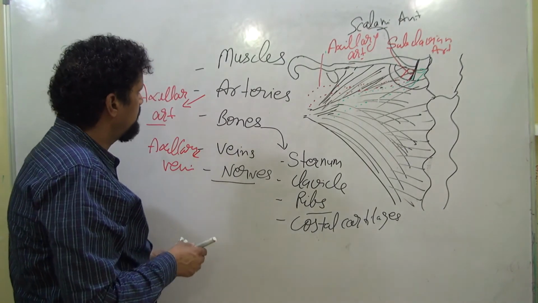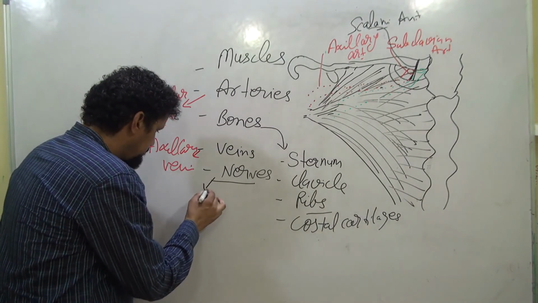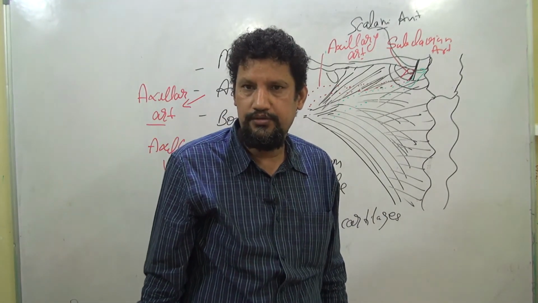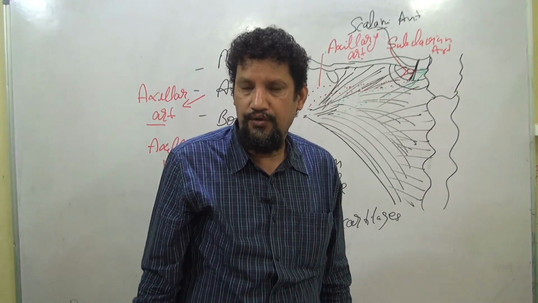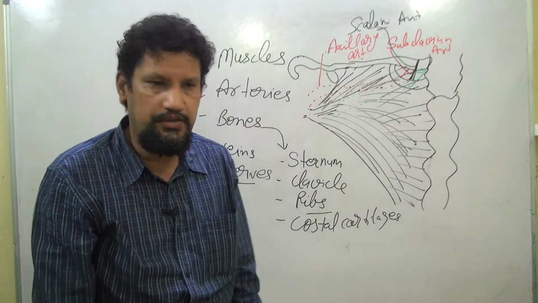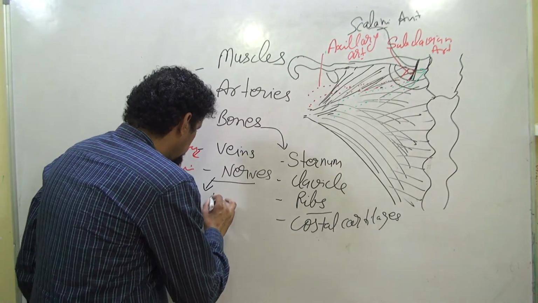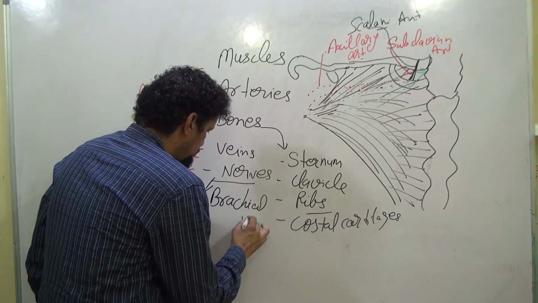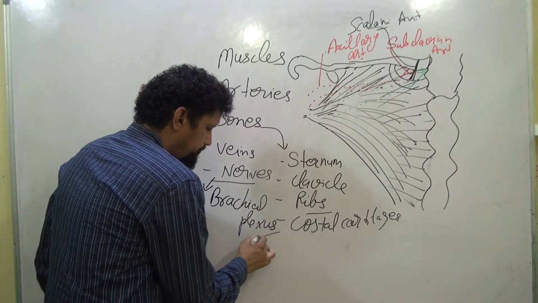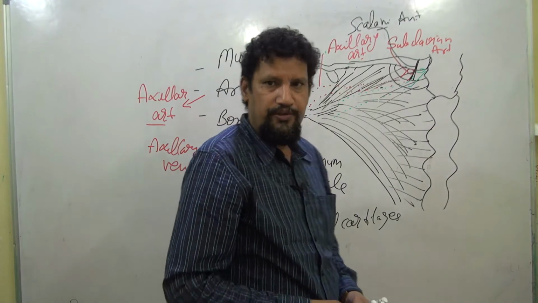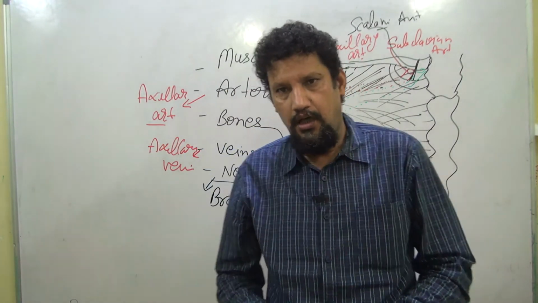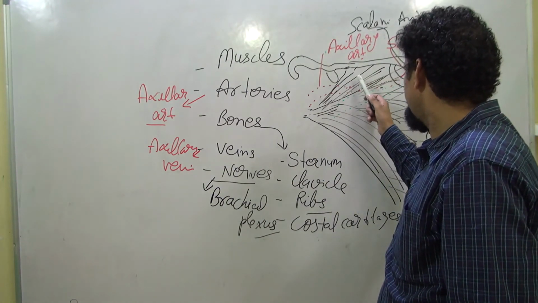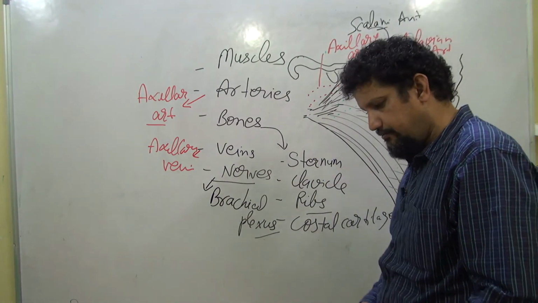The nerves: a tangle of nerves, a grid of nerves, a net of nerves known as the brachial plexus. The cords of the brachial plexus are the posterior cord, the lateral cord, and the medial cord.